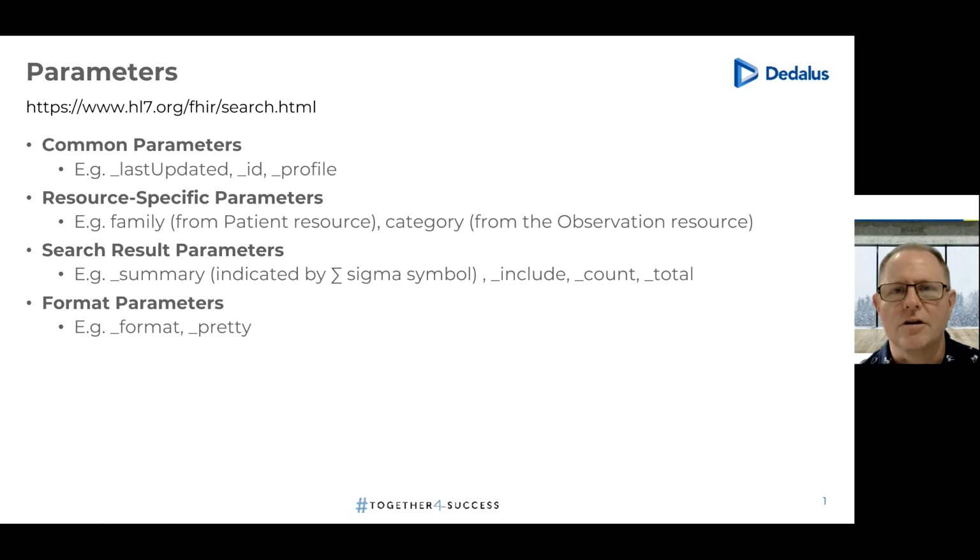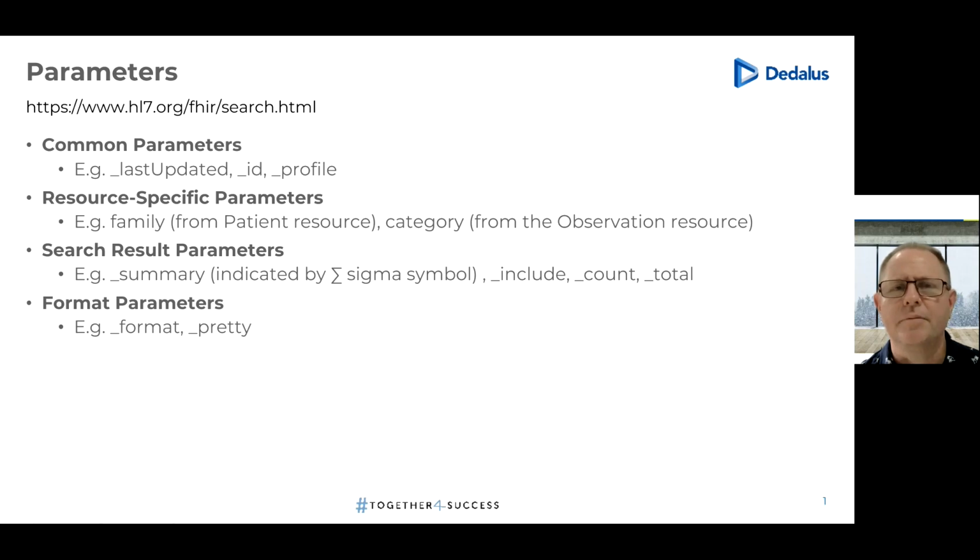There's also some search result parameters that we can pass. The underscore summary one can give us a list of fields that FHIR has deemed as summary elements, and they're highlighted in the specification by a sigma symbol, so we can see what elements we might expect there. But there's also other ones that we can use, including additional resources within the response. We can get a certain number of records returned. So if we're doing things like pagination in our application, we might want to use underscore count just to return a small set of records.